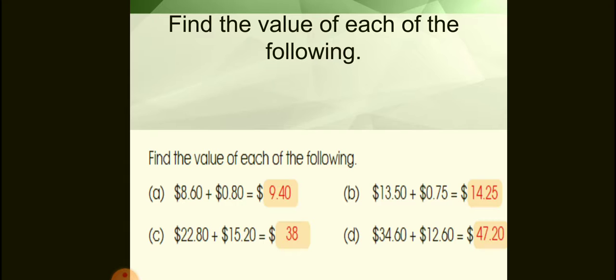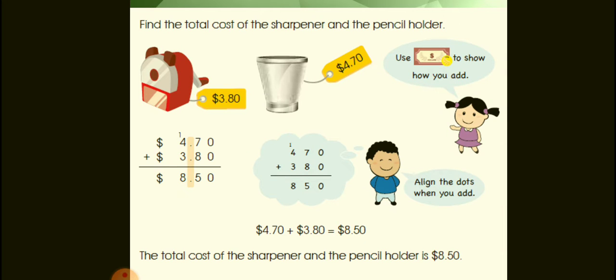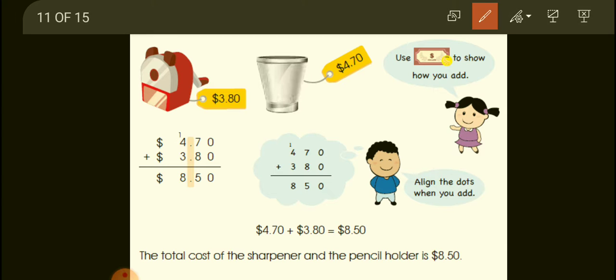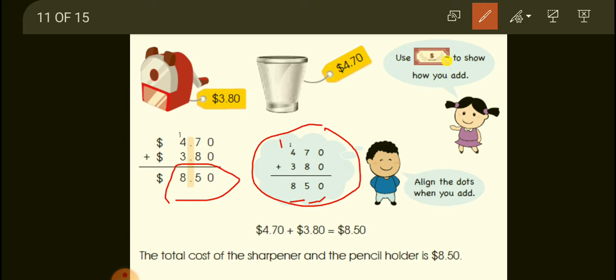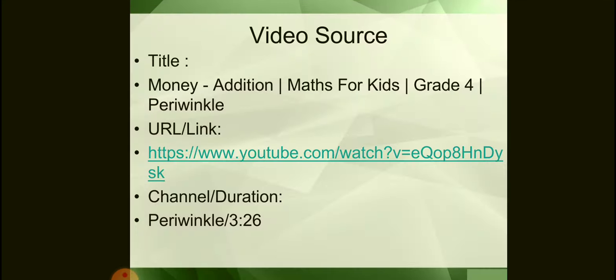Find the value of each. You just add simply like a whole number, and find the value of these numbers. Find the total cost of the sharpener and the pencil holder. Okay students, what you have to do is start as you have done in a whole number: 0 with 0, 7 plus 7 is 14, plus 1 carry, 5, 1 carry, 7 plus 1 is 8. Just as we have done in a whole number, we do with the decimals, you just place a decimal here, nothing special. Here is a video source for you students.